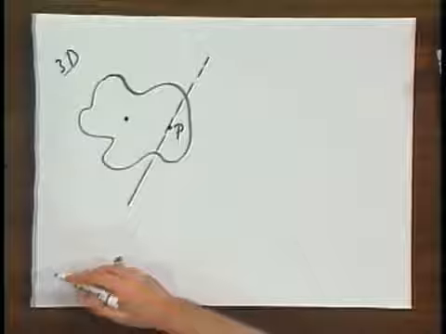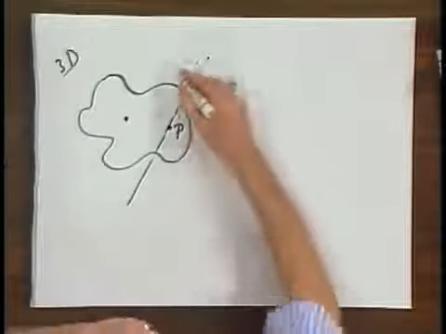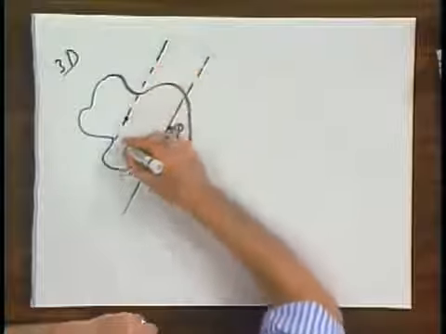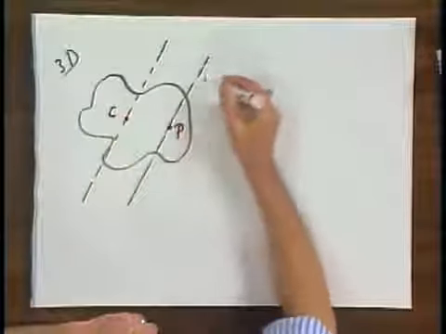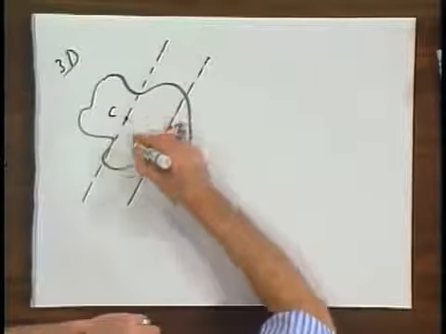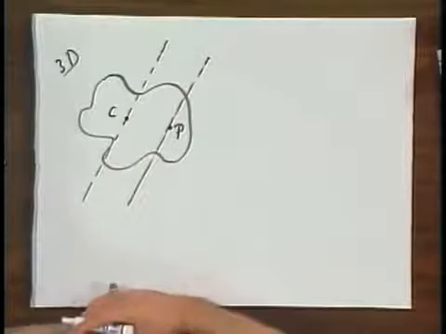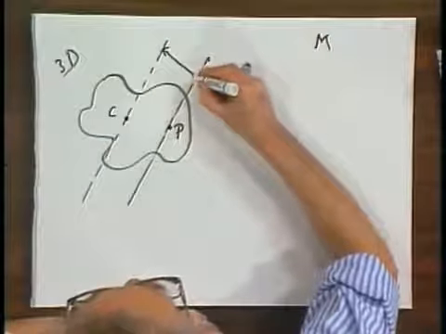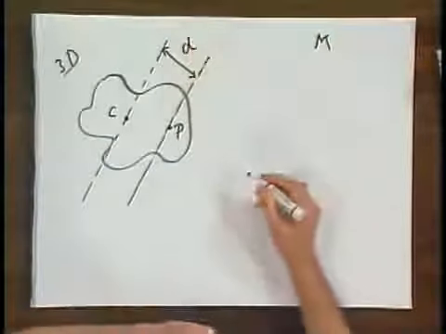This is the center of mass. And let's suppose we also rotate it about an axis which is parallel to this axis, but this axis goes through the center of mass. The object has mass m, and the separation between these two axes is d.